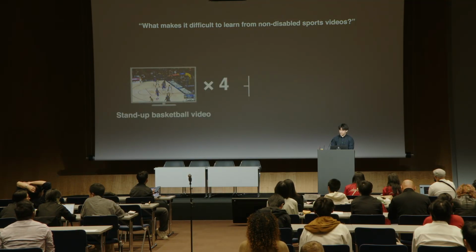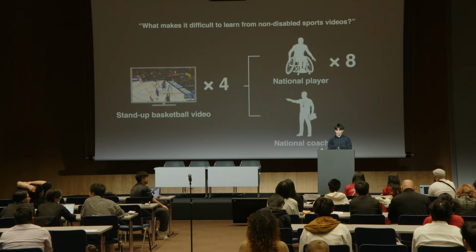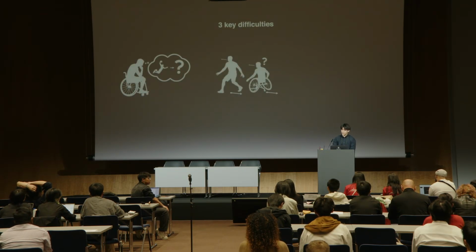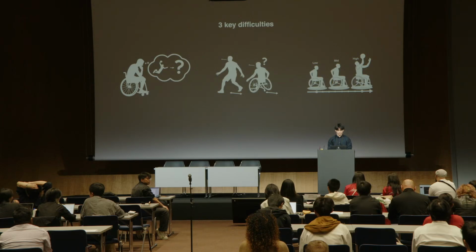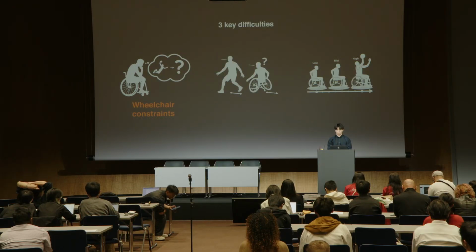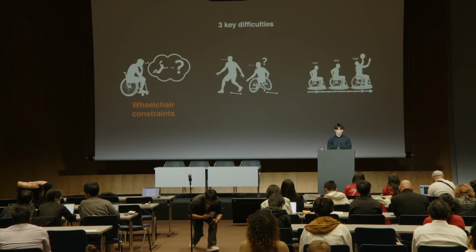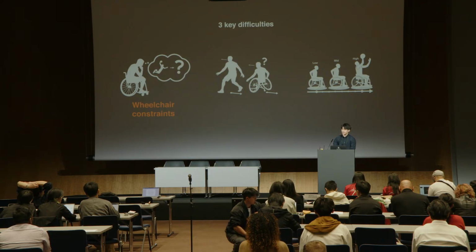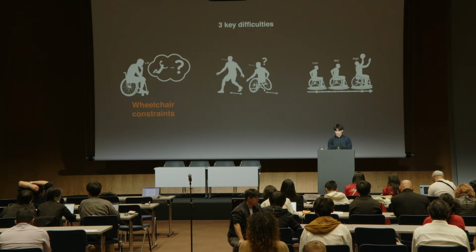The participants included 8 national team players and 2 national team coaches. After the interview, we identified 3 key challenges. The first one is adapting movements from stand-up basketball to wheelchair basketball. For example, some movements are difficult to perform in wheelchair basketball, so this creates a significant cognitive burden, making it harder for players to focus on the tactics.